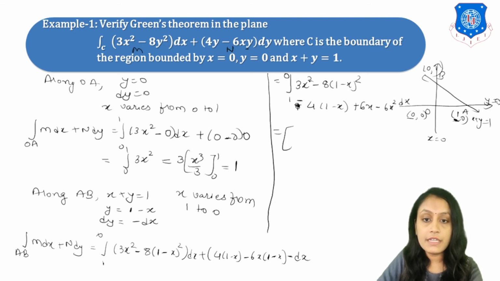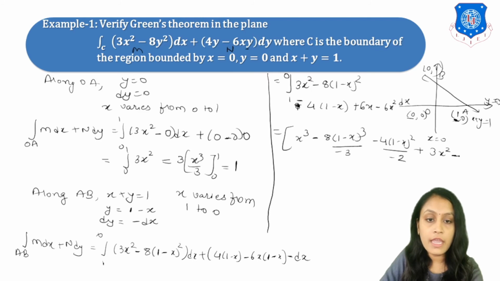So the integration of 3x square is x cube upon 3, the 3 will get cancelled, so we have only x cube. Minus 8 into (1 minus x) whole raised to 3 upon minus 3, because here the coefficient of x is minus 1. Now minus 4 into (1 minus x) whole square upon minus 2. Plus, here we get 6x square upon 2, which gives 3x square, and from 6x cube upon 3 we get 2x cube, and the limits are from 1 to 0. Now substitute the limit.